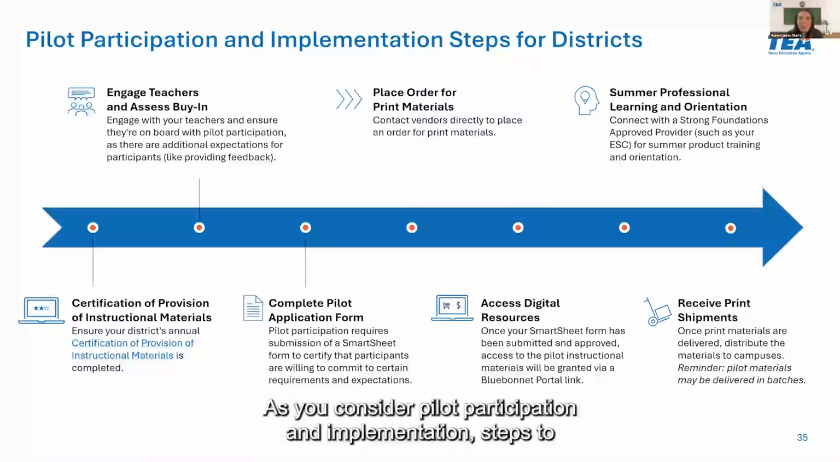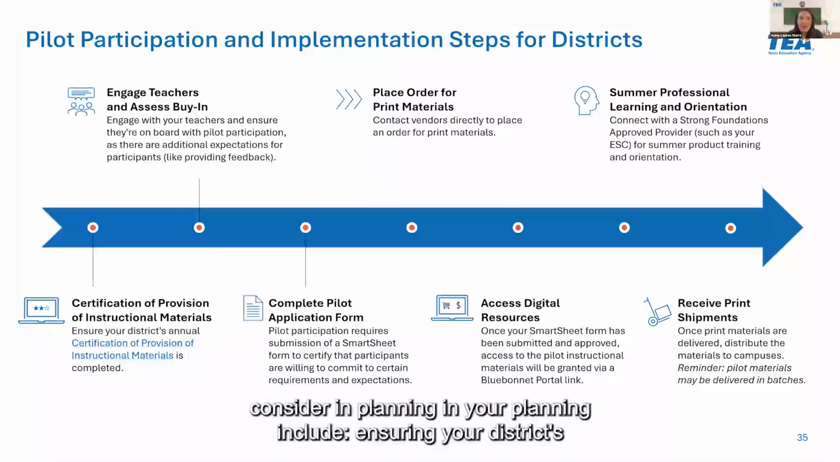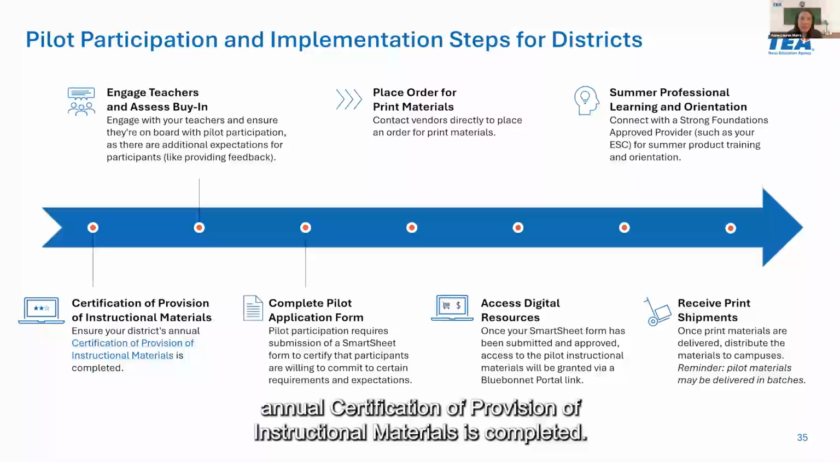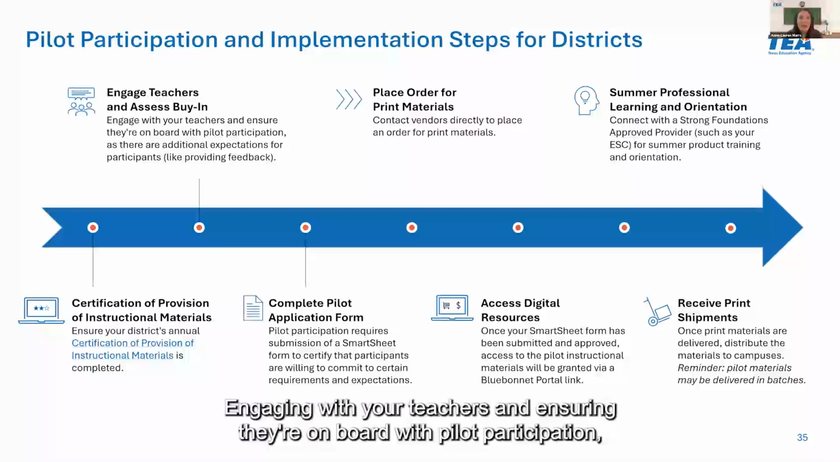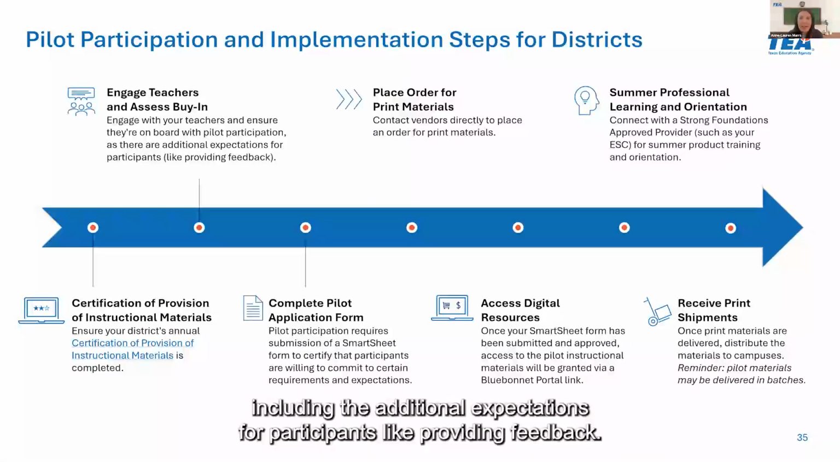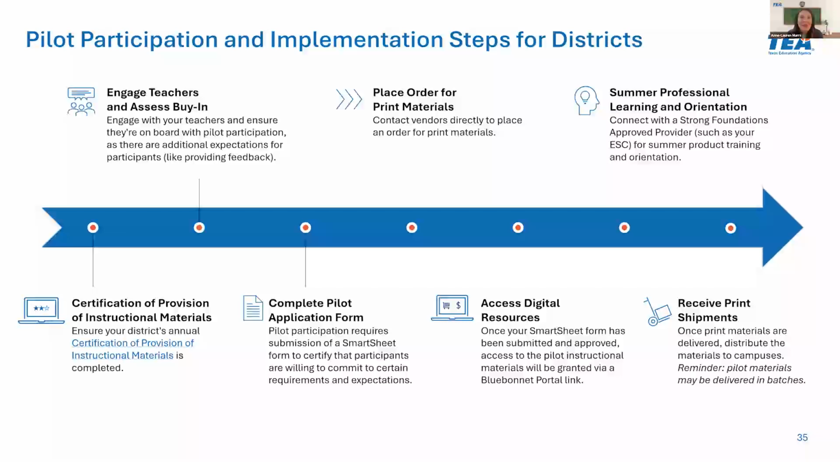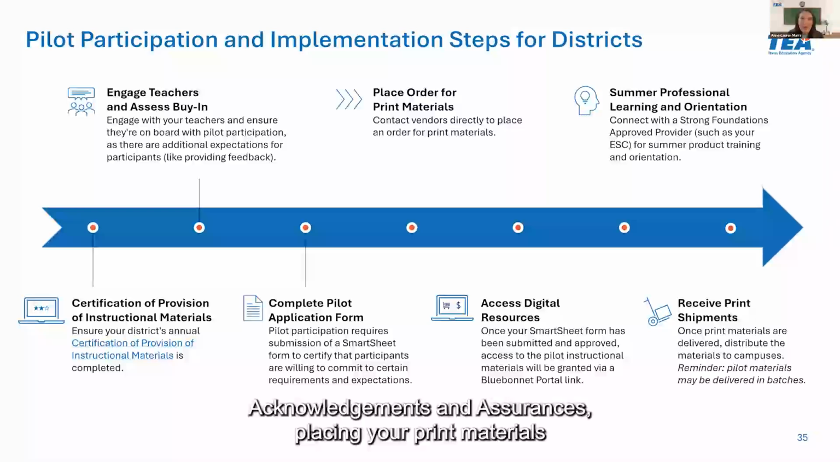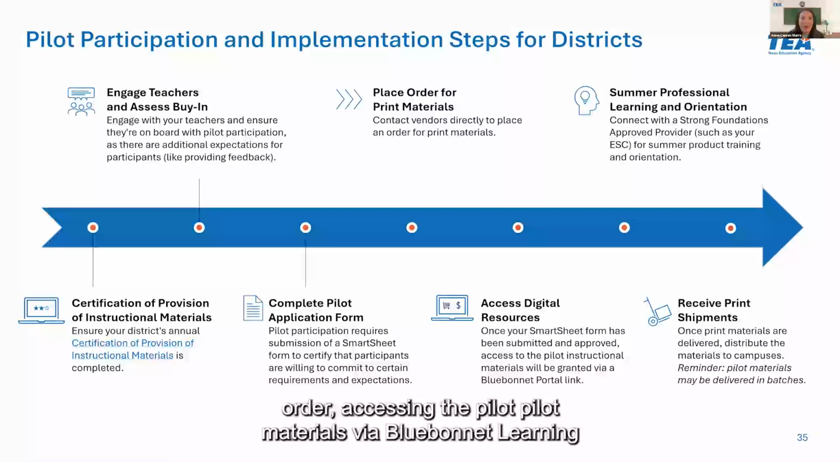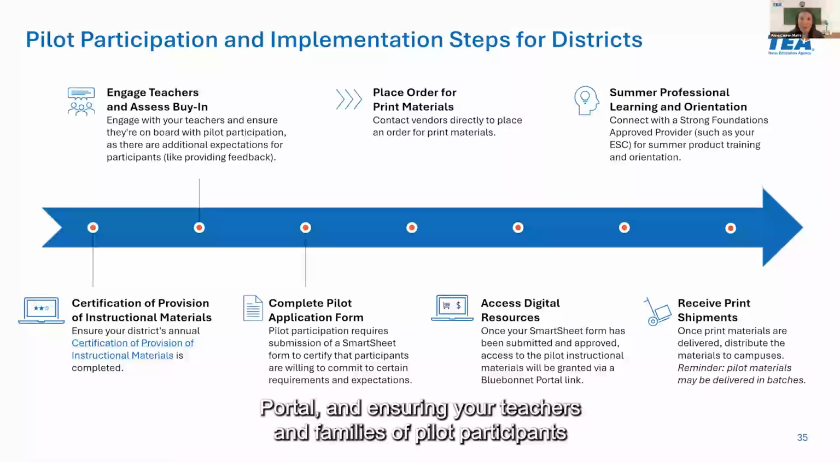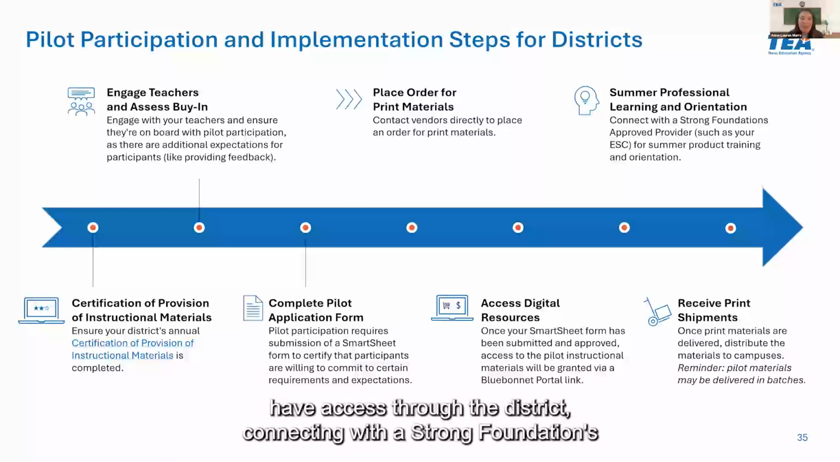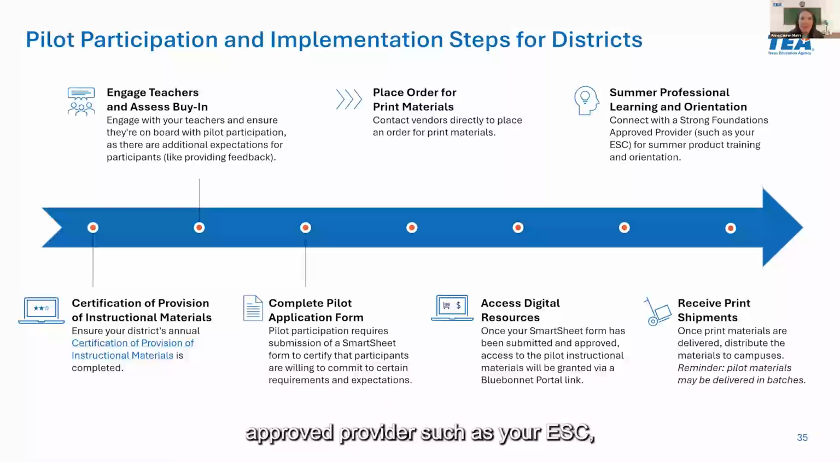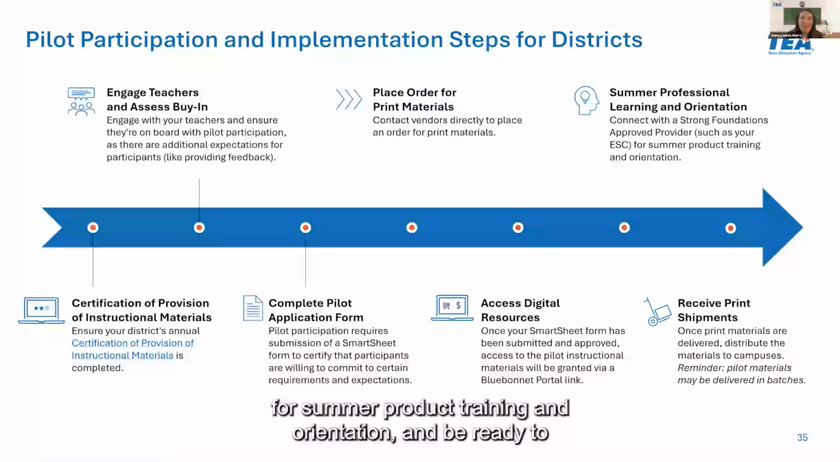As you consider pilot participation and implementation, steps to consider in your planning include ensuring your district's annual certification of provision of instructional materials is completed, engaging with your teachers and ensuring they're on board with pilot participation, including the additional expectations for participants like providing feedback, completing the application Smartsheet form inclusive of the pilot acknowledgements and assurances, placing your print materials order, accessing the pilot materials via Bluebonnet Learning Portal, and ensuring your teachers and families of pilot participants have access through the district, connecting with a strong foundations approved provider such as your ESC for summer product training and orientation, and be ready to distribute materials to campuses once print shipments are received.